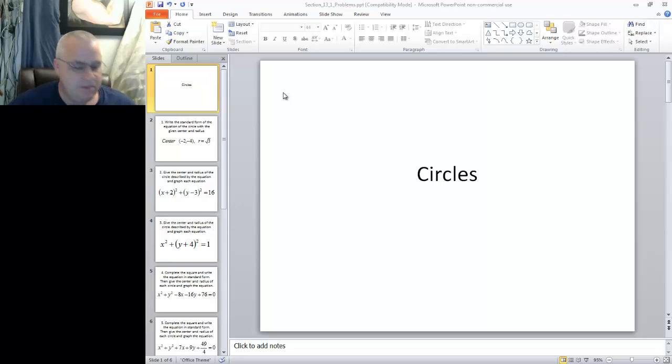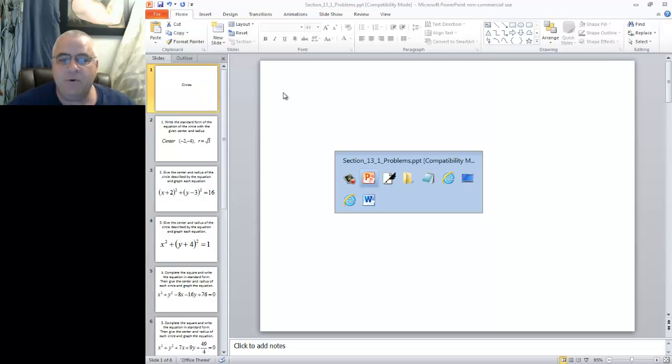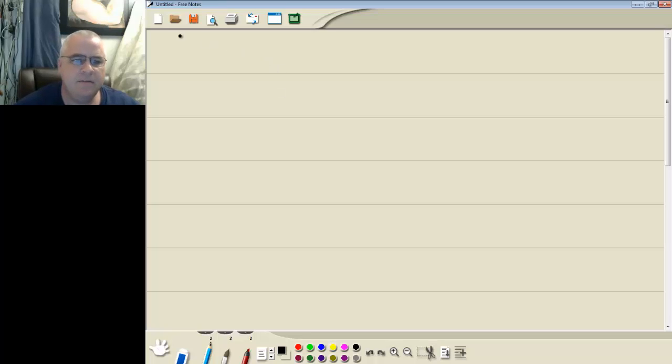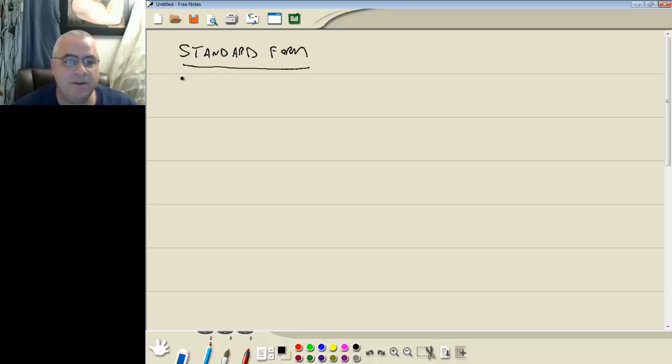Let's take a look at circles. First thing we'll take a look at is the standard form. Now, standard form of a circle allows us to see some items fairly easily. Standard form is (x − h)² + (y − k)² = r². Now, h, k, and r are typically numbers. Can be fractions, but they're numbers.